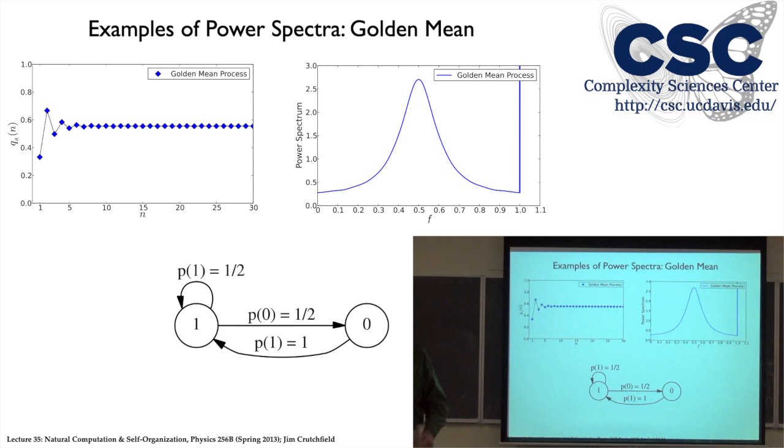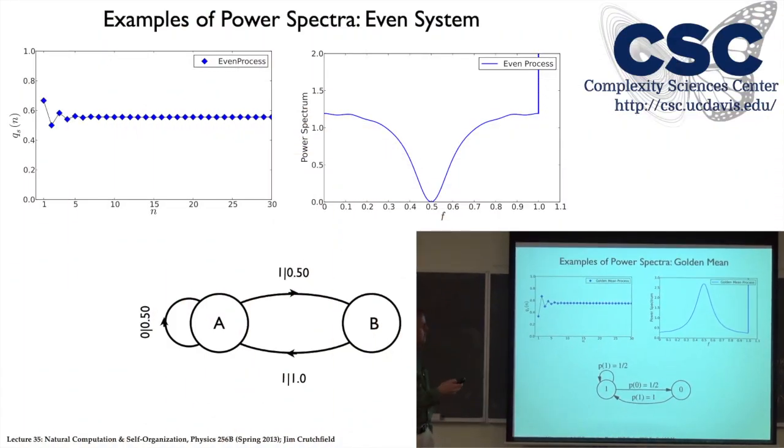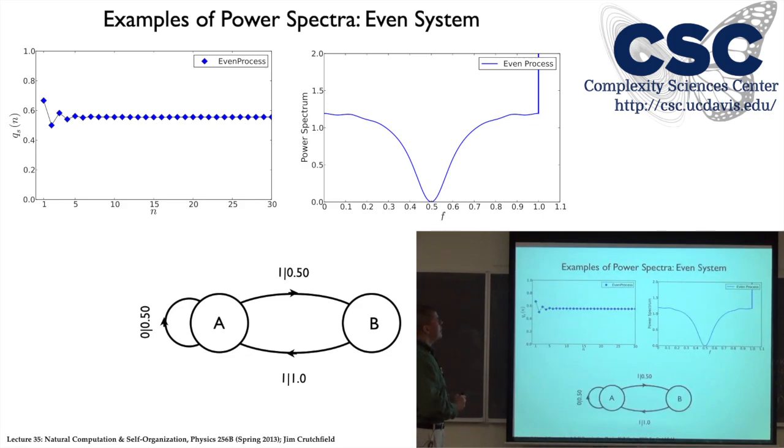Okay. The next process I want to look at is a process that cannot be represented as a finite order Markov process, even though it looks very simple, and I'm sure that you've talked about it. It is the even process. And this is what the even system looks like. There are a couple of interesting things to say about the even system. First of all, it has almost the exact same causal state structure as the golden mean, except that I've switched the emitting symbols from this first state, which I now call A, from a 1 to 0 and a 0 to 1. So it looks exactly the same.